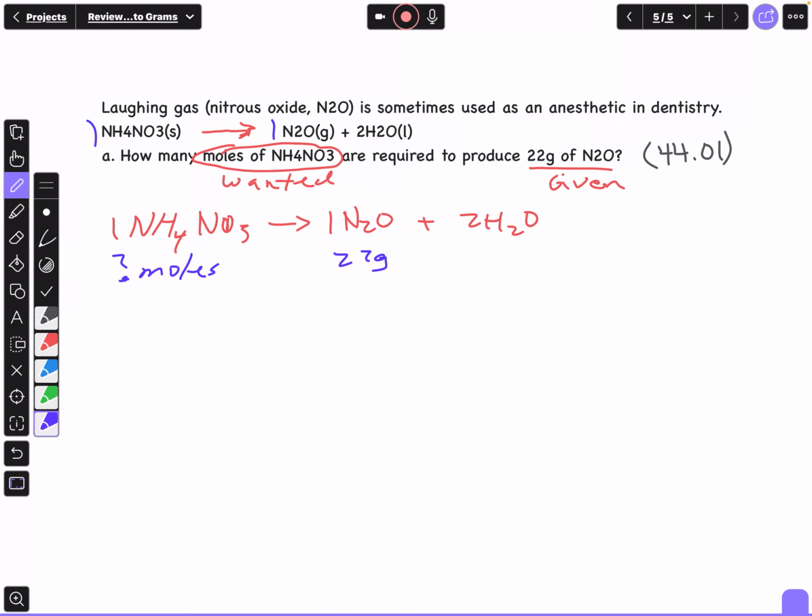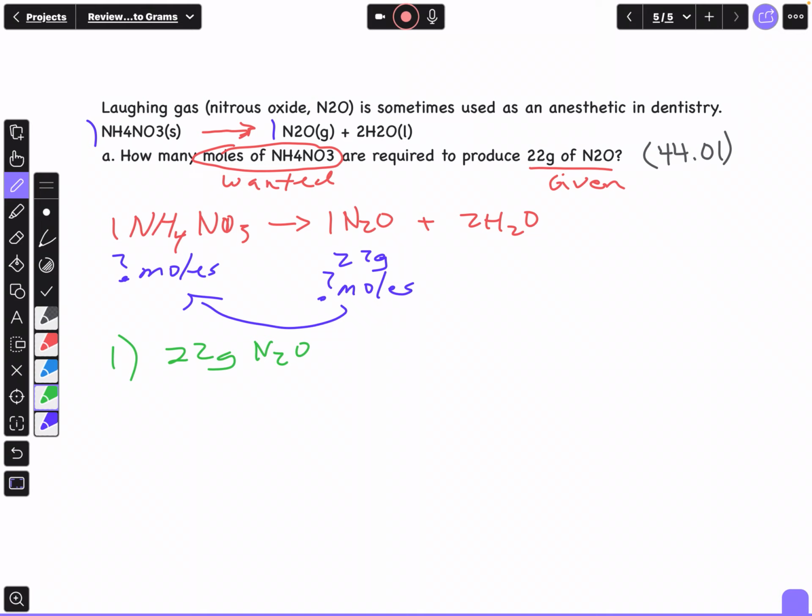So I'm given grams to begin with. What I need first, before I start the problem and use my balanced equation, is to convert this to moles. I need it in moles before I can use my balanced equation to go to moles of NH4NO3. Right, so I'm given 22 grams. So my first step in this problem is I'm given 22 grams of N2O. I want to convert that to moles. I need that number in moles.